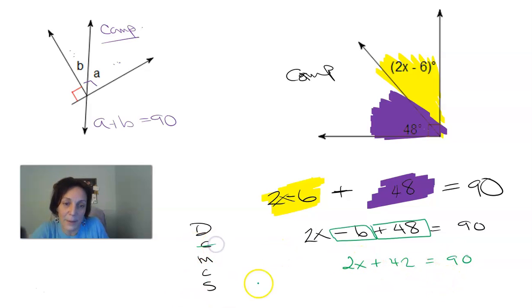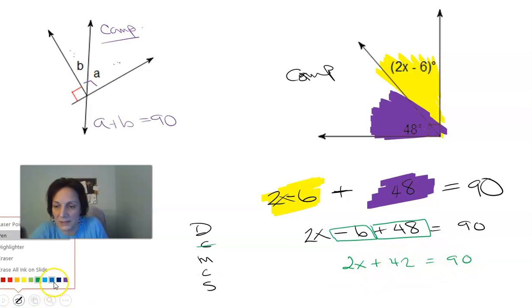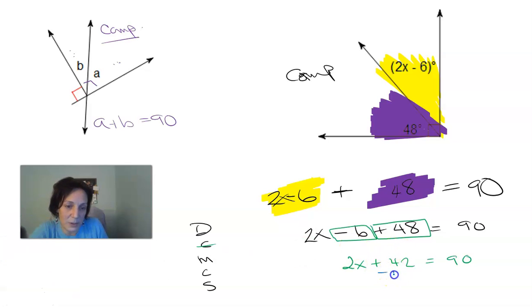Now that I've done the combining, it looks like I've got no more combining that can be done, but I have some moving and combining that can be done. So I can take this 42 to the other side. I end up with 2x equals, let me do the subtraction right, 48. And then finish it off by dividing by 2. So I get that x equals 24.